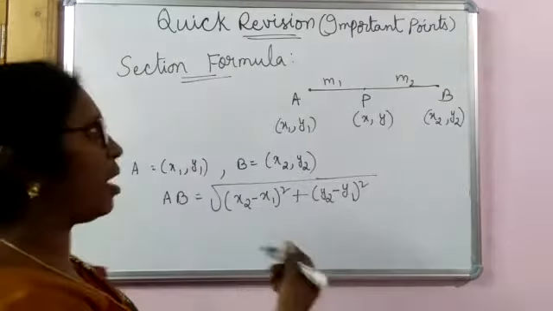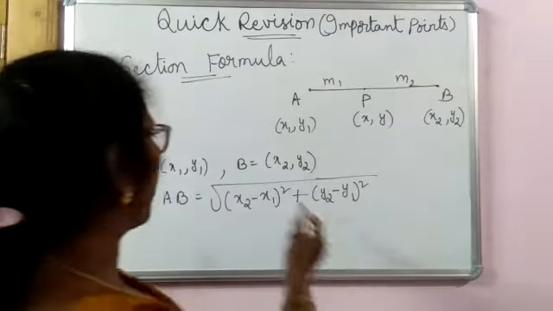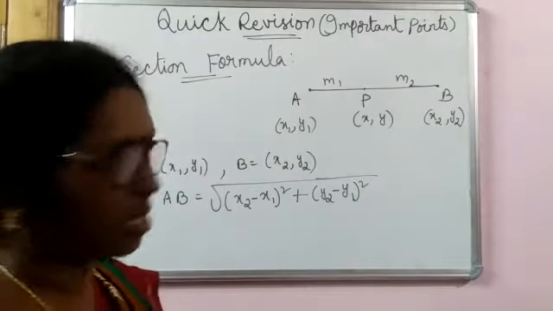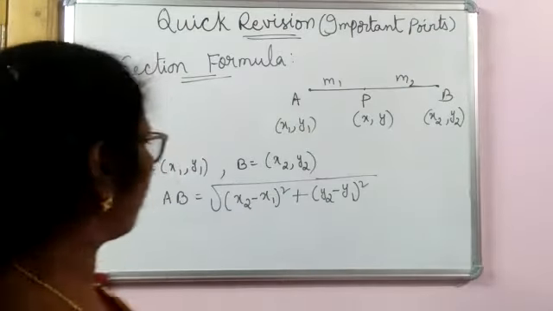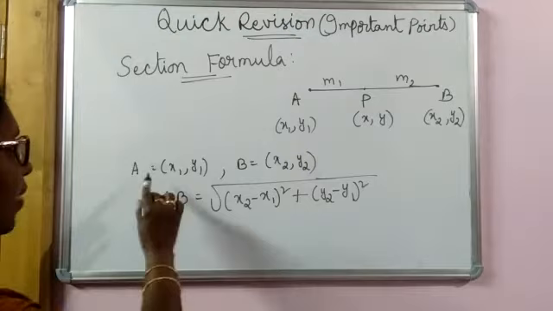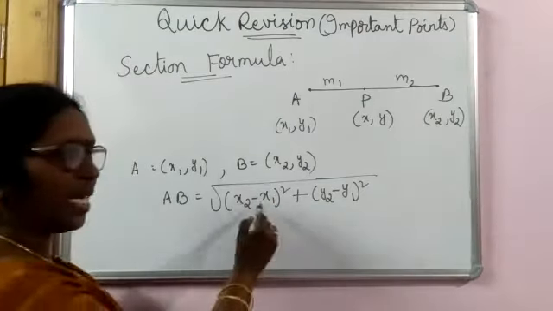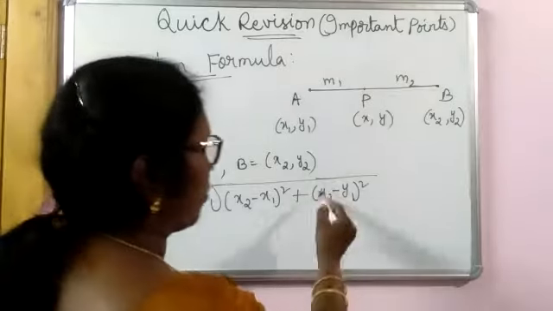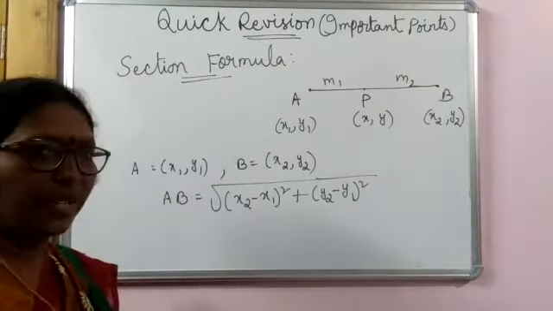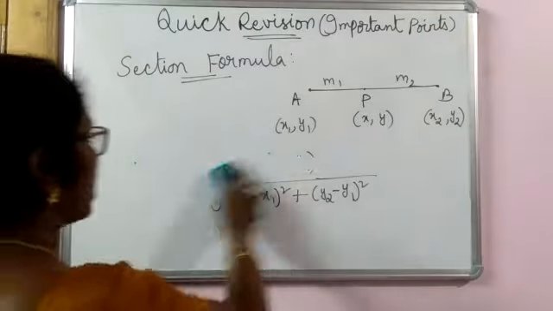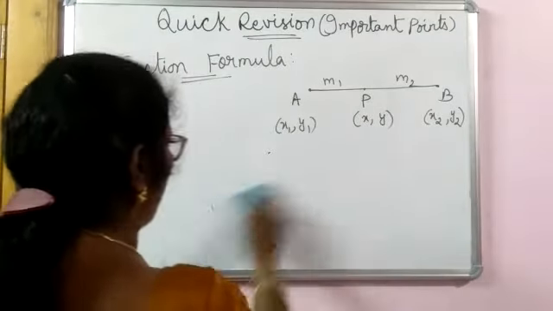In section formula, many questions will be based on this. As you have studied this in 9th class, you have to refer to it. Okay? Distance between 2 points is the square root of the square of the difference of x coordinates plus the square of the difference of y coordinates. Okay? Now let us come to section formula.